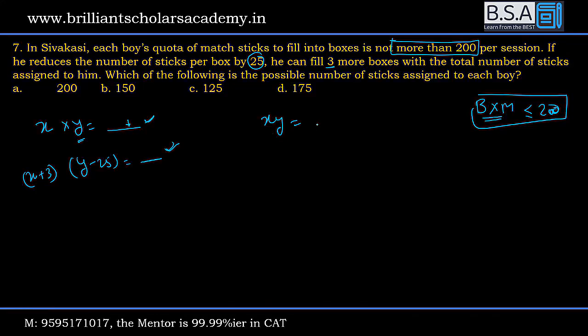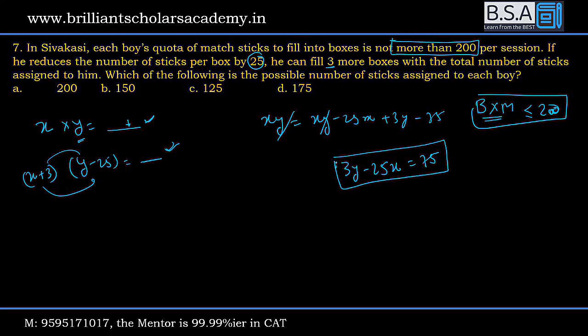You equate both. xy is equal to xy. Multiply this, it is minus 25x. Multiply this, plus 3y. Multiply, 75. Cancelled, cancelled. So what you have here is 3y minus 25x is equal to 75. You're looking for integral values here for x and y both. How can you have integral values for x and y both?